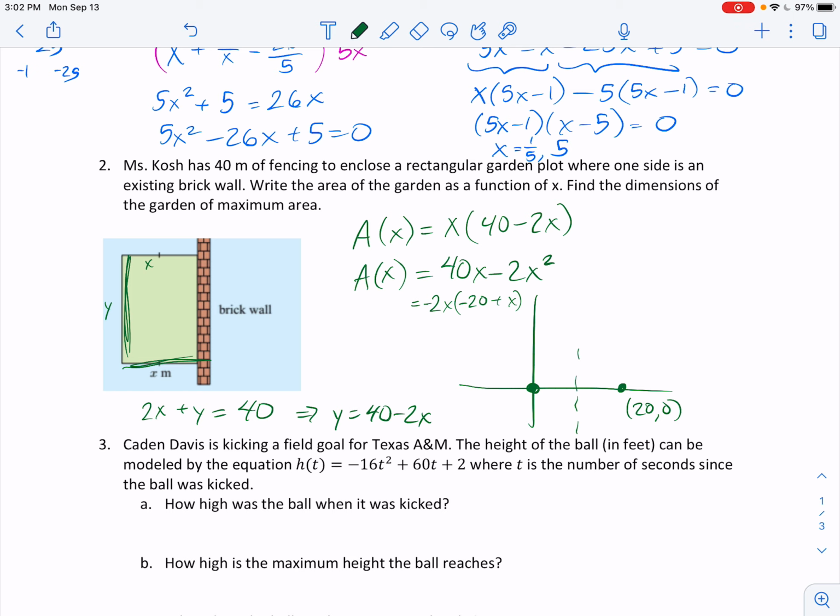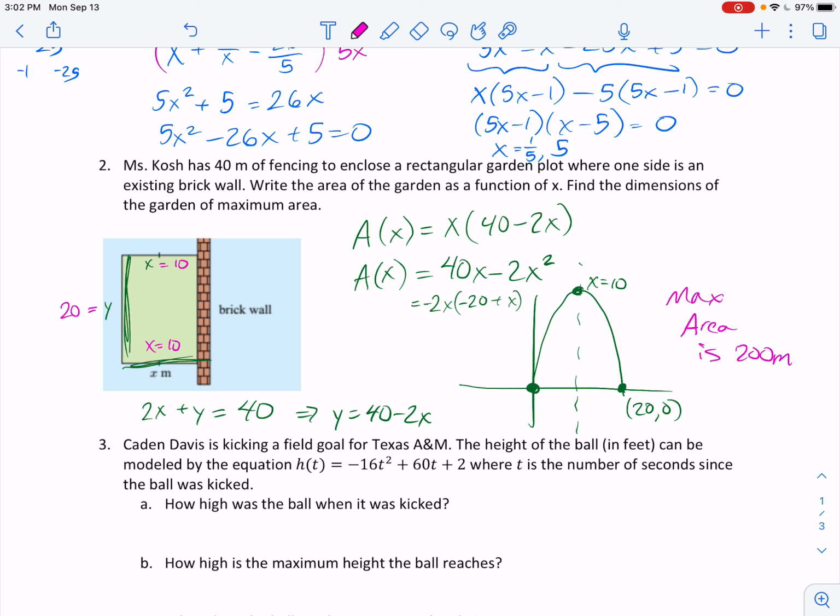And which tells me that my axis of symmetry, that my vertex, is going to be up here when x is halfway from 0 to 20, which is 10. This is not the only way to find this. Therefore, this x would have to equal 10, and this x would have to equal 10. We know that then the y would have to equal 20, and I can find my area by saying 10 times 20. So the maximum area is 200.